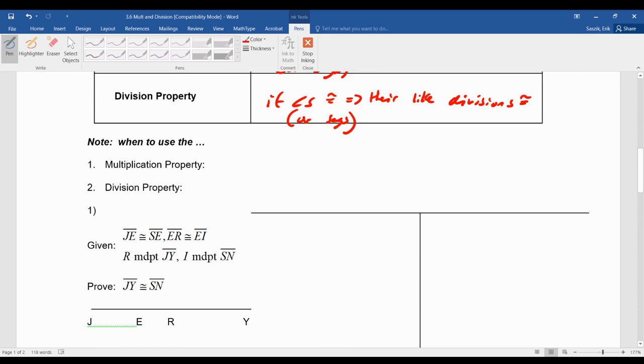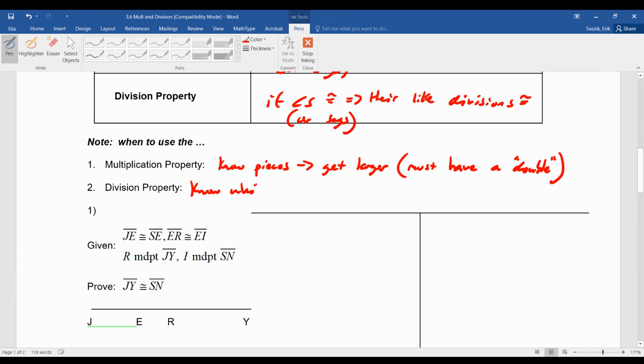So, in order to use multiplication or division, you have to have a double. And what I mean is, well, here, multiplication property, let's be more formal. You use this when you know the pieces and you want to get larger, but must have a double. I'll explain what that means here in a second. This is when division property, when you know the wholes and you want to get smaller, you want to get the pieces.